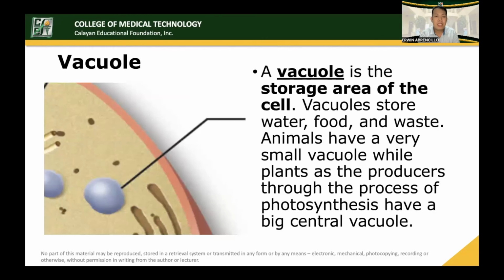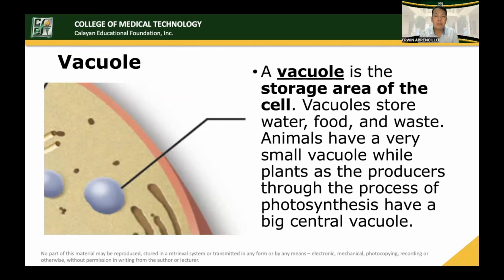Meanwhile, this one is a vacuole. This is very small among animals. As I mentioned before, a vacuole serves as a storage area of the cell. It also stores water. It can also store food and waste.